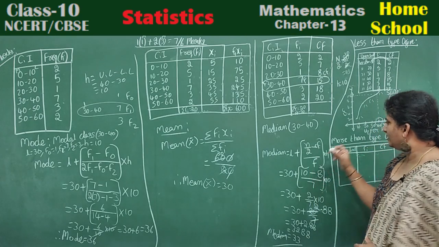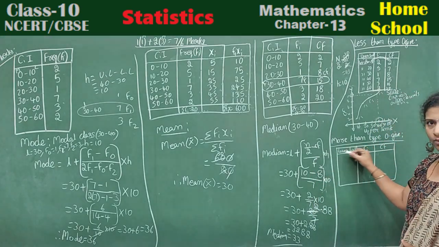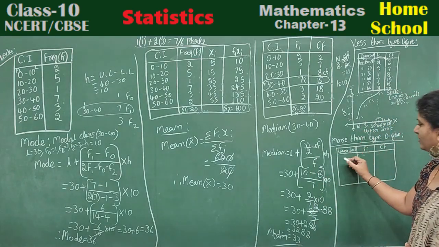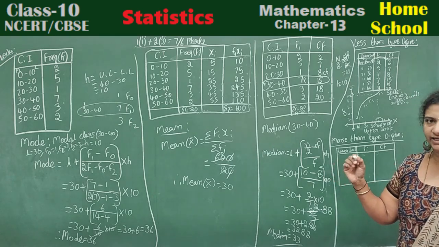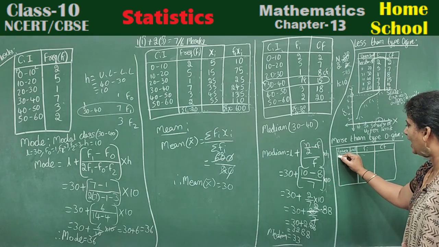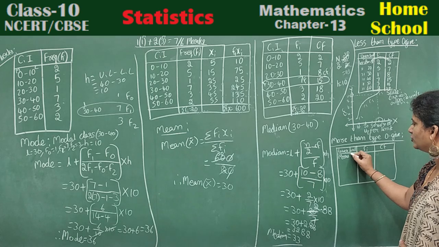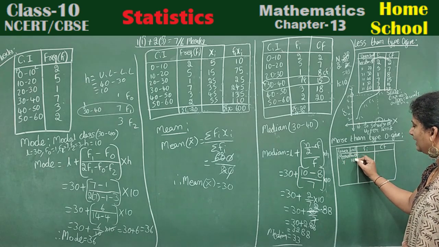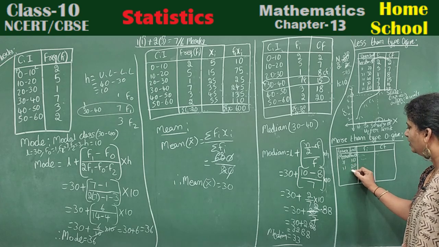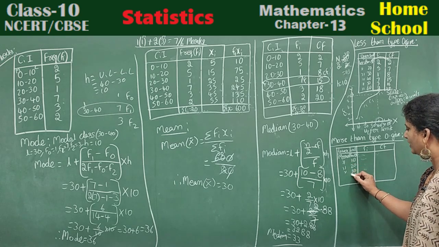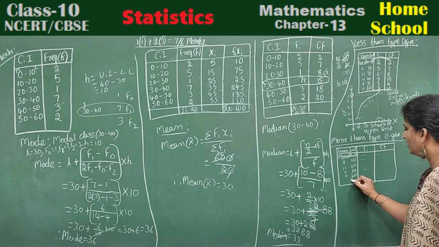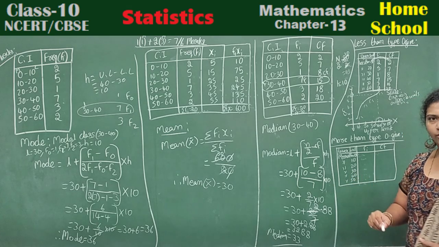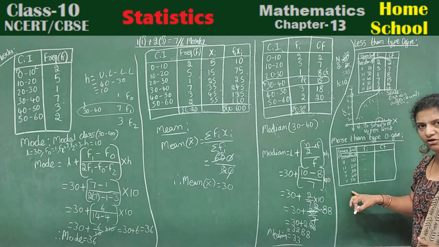Lower limit. Right here, lower limit. What are the lower limits? 0, 10, 20, 30. More than type ogive. So more than 0, more than 10, more than 20, more than 30, more than 40, more than 50. Okay, like this you need to fill this column.